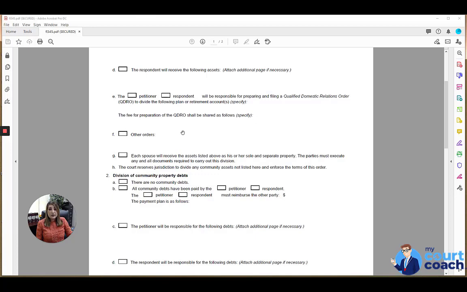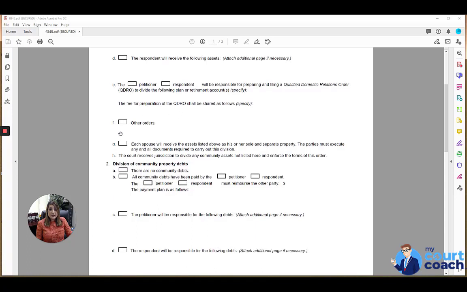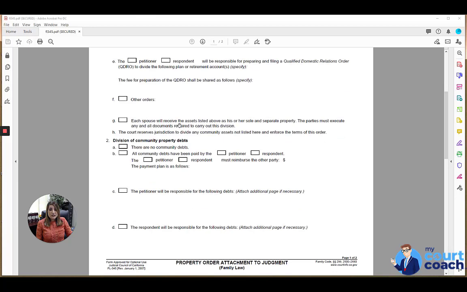If there are any orders regarding the division of assets, you would list those under 1F. And then 1G is just stating, and you'd mark this box, that any of the assets that are awarded above now become the party to whom it's awarded their sole and separate property, and that each party has to execute any documents necessary to carry out this division.